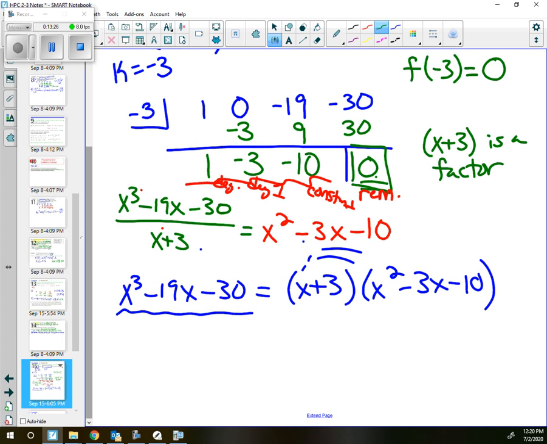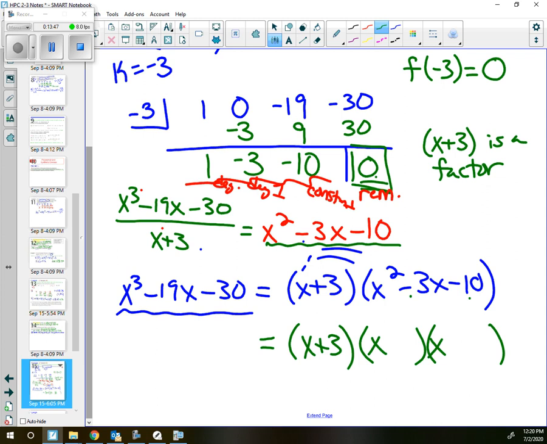Now I can take this polynomial that I have left, this x squared minus 3x minus 10, and factor it further. So if it's factorable, I'm going to be able to find what they call the remaining factors. So let's see if it's factorable. Remember, not every degree 2 is. We could use the quadratic formula if we weren't sure, but this would be x times x. What multiplies to a negative 10 and adds to a negative 3?